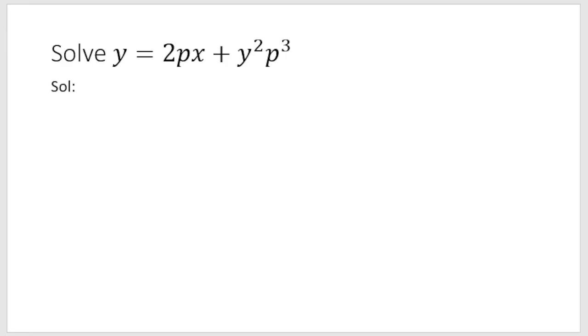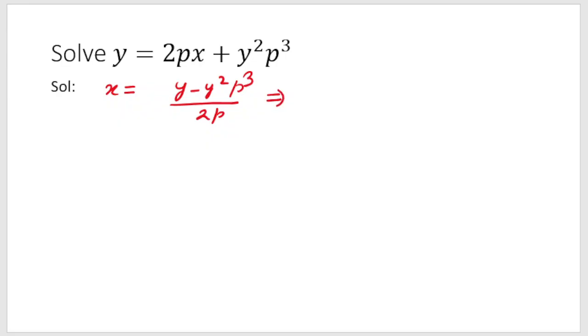Okay, so let's start with this particular problem. At first observation, it looks like it has been written as y is equal to something, but it is not solved for y because you have both p and x on the right hand side. Here it is quadratic in y, so it is difficult to solve for y. Here it is cubic in p, so it is difficult to solve for p. But it is very easy to solve for x, because I can simply write x is equal to (y minus y square p cube) by 2p, right?